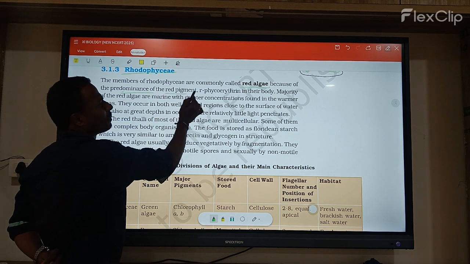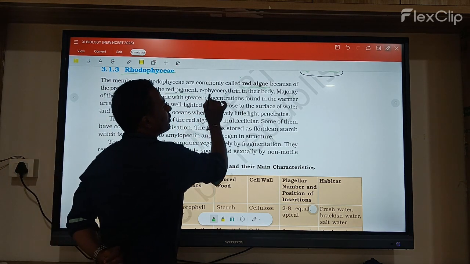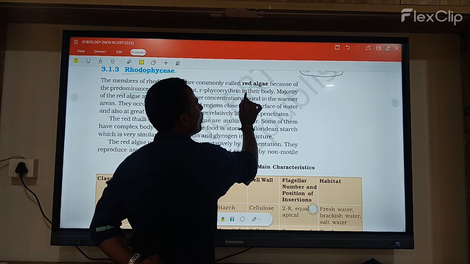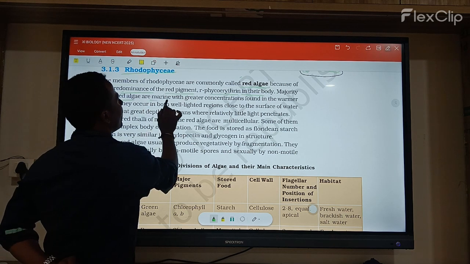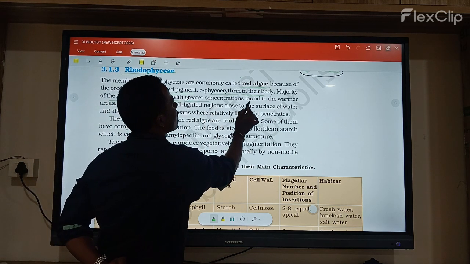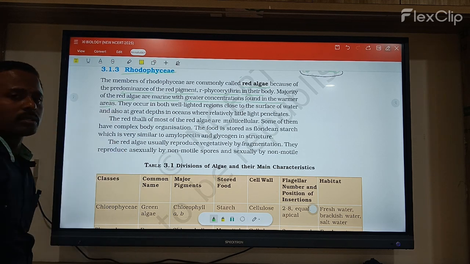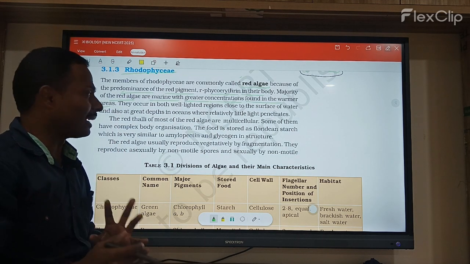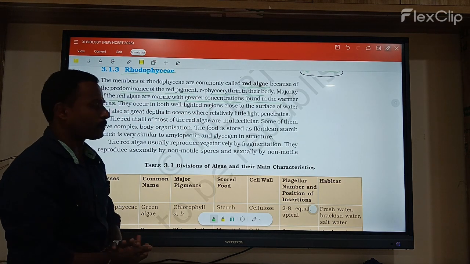A red color pigment is present. That red color pigment is phycoerythrin. It is in their body. The majority of the red algae are marine, with a greater concentration found in warm areas. Here, mostly in the red algae, what do they consist of? Their phycoerythrin pigment is present.